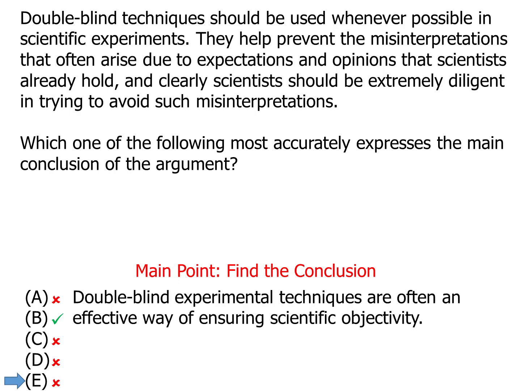Answer choice E, double-blind techniques are often an effective way of ensuring scientific objectivity. This is another piece of evidence. It's not the conclusion. So it's not our answer. Answer B is our answer.